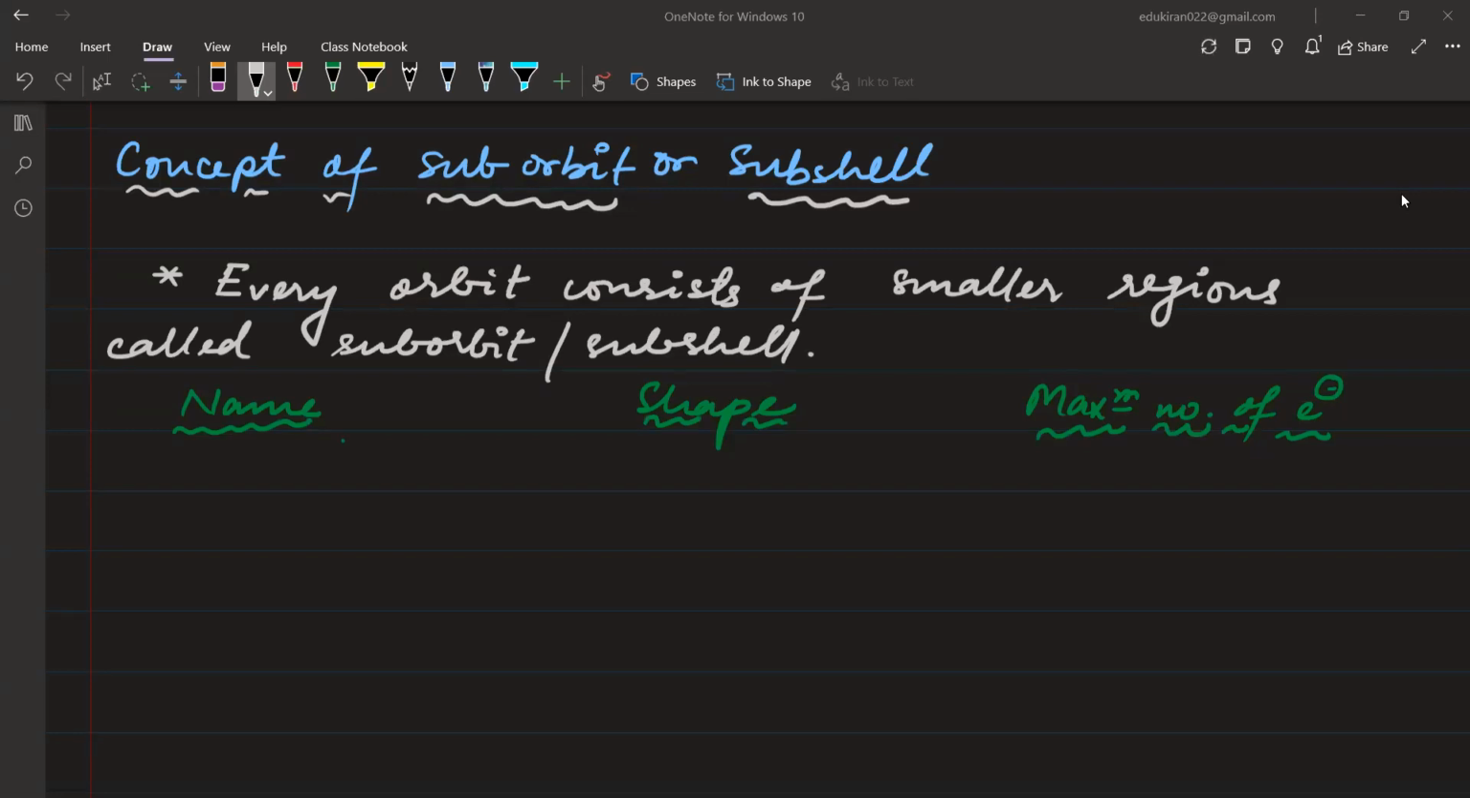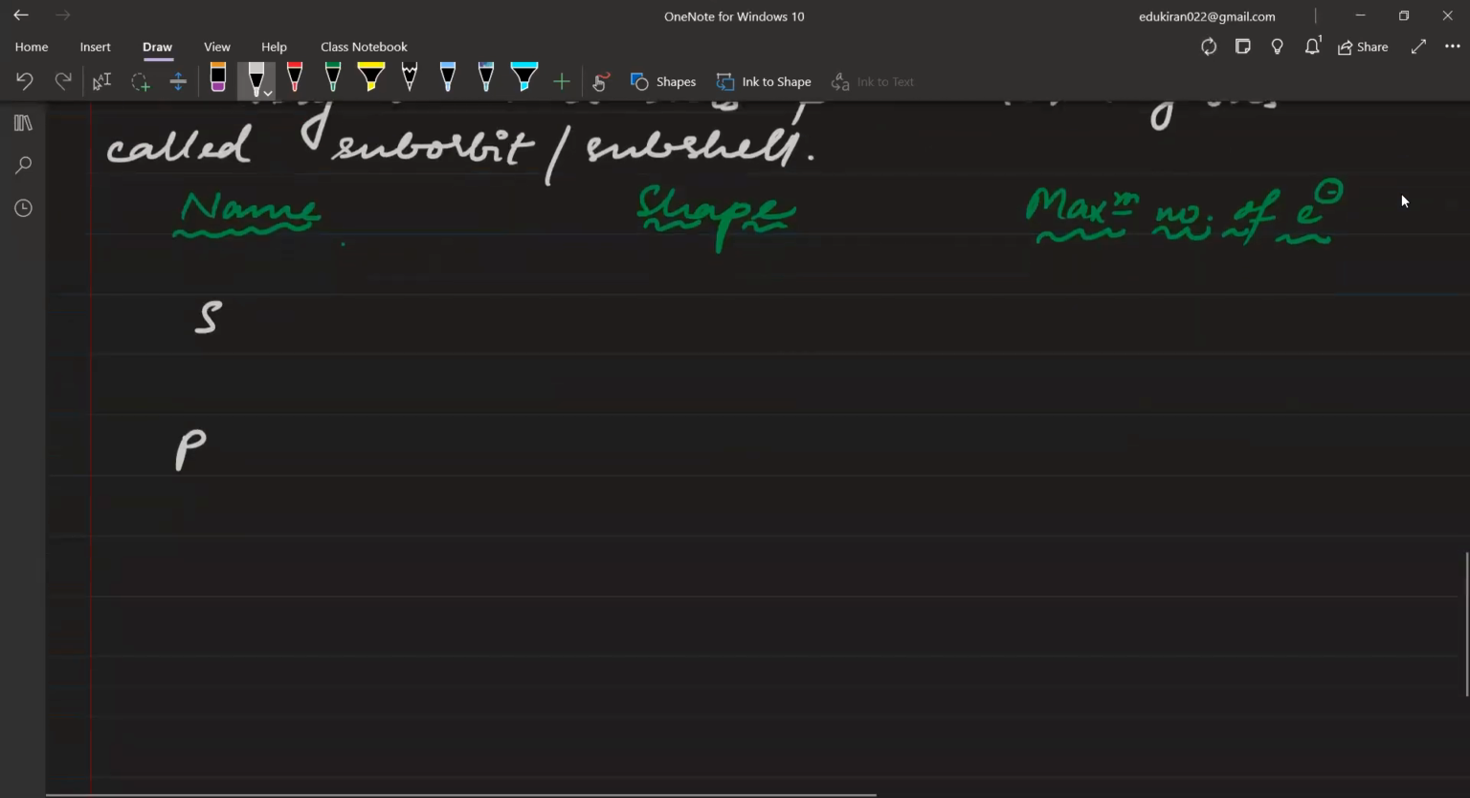Now, the names of the subshells are S, P, D, and F. These are the suborbits or subshells that you have to learn in detail. Not F so much, but you have to know a fair bit of the F subshell also. But till D, you have to learn it in detail. There is G subshell, there is H subshell. So we can talk about them a bit later in the classes.